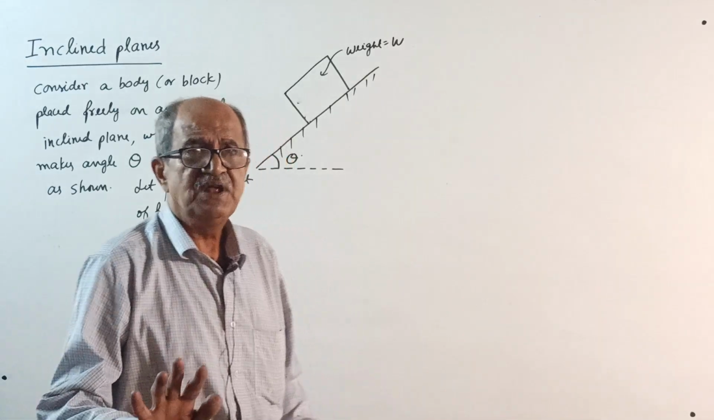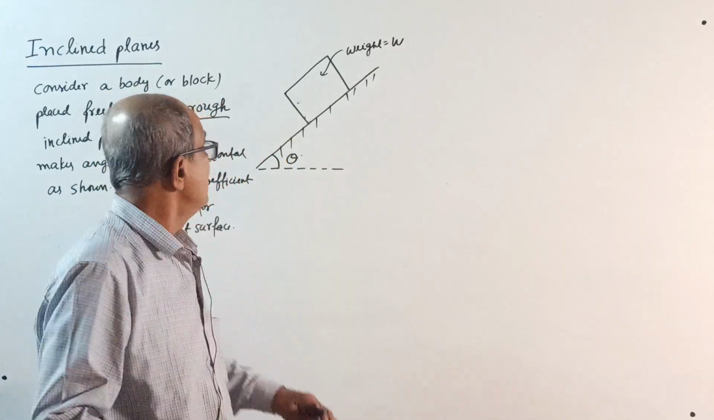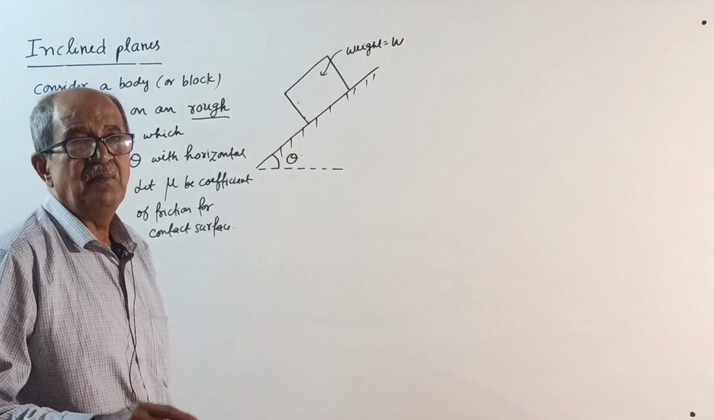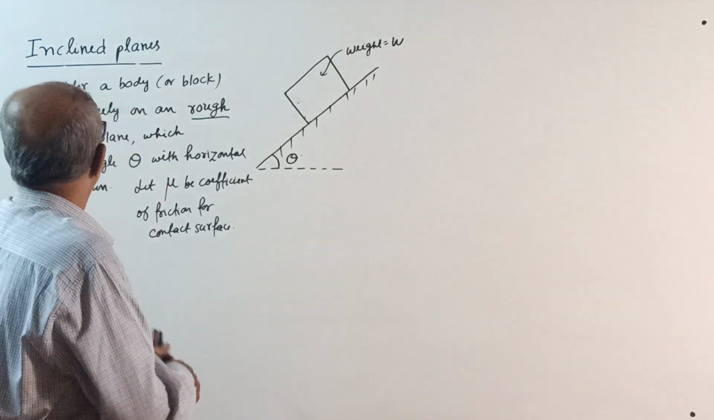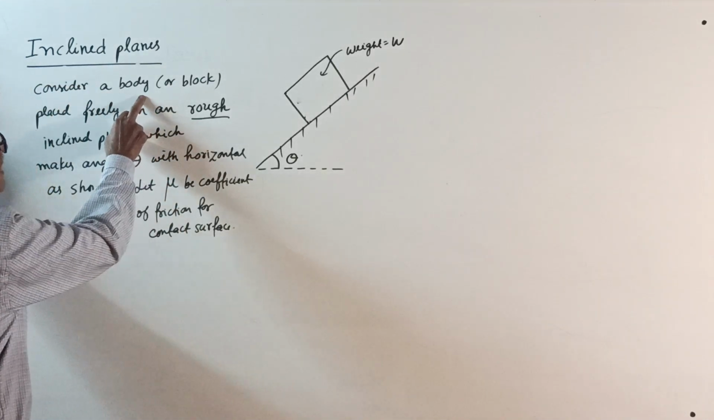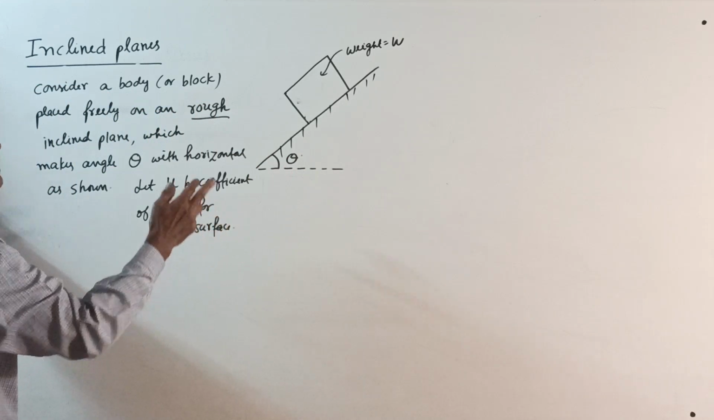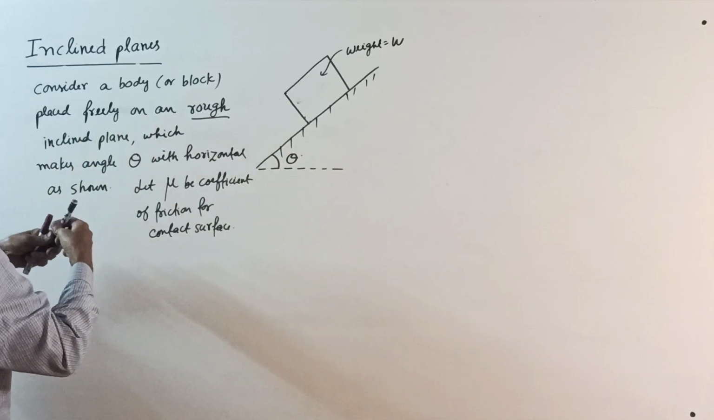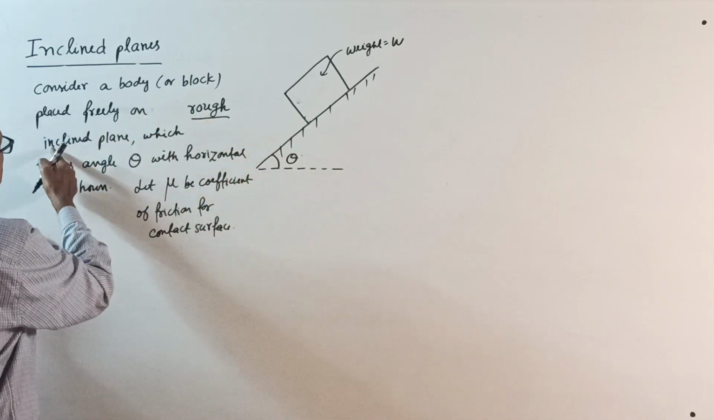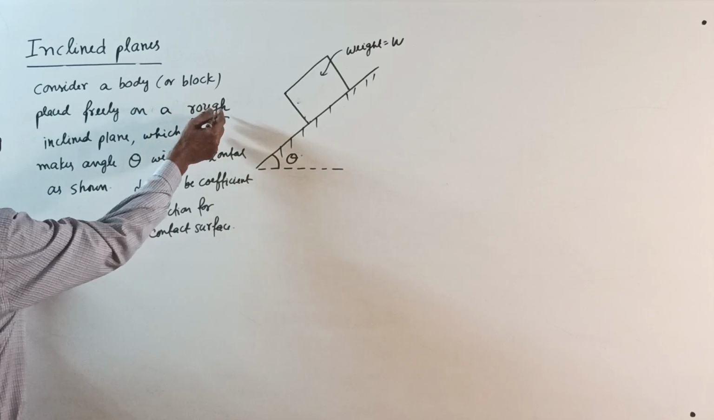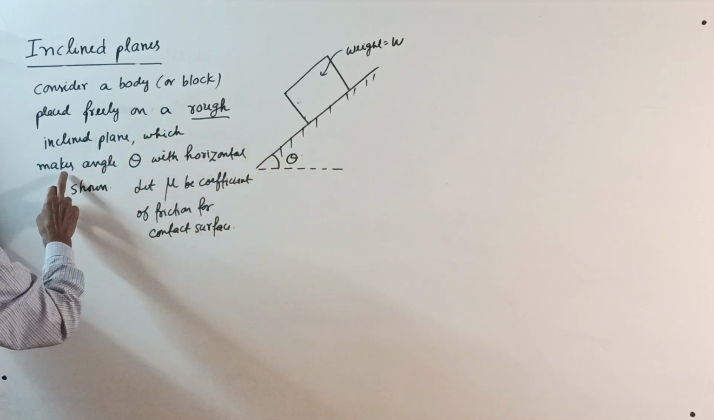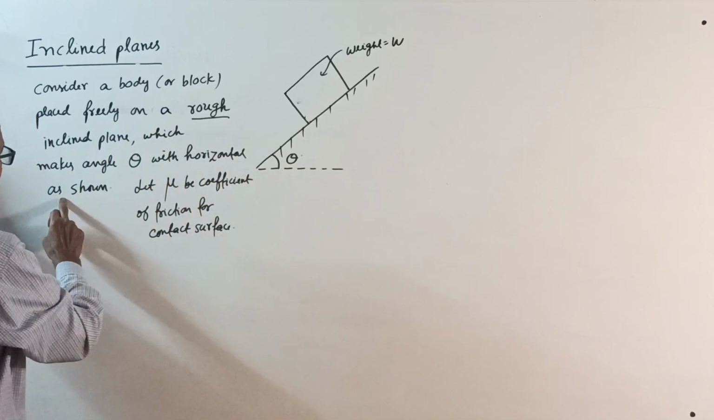Now I will start friction problems for inclined planes. You can write the heading here: Friction problems for inclined planes. Consider a block placed freely on a rough inclined plane, which makes angle theta with the horizontal, as shown.